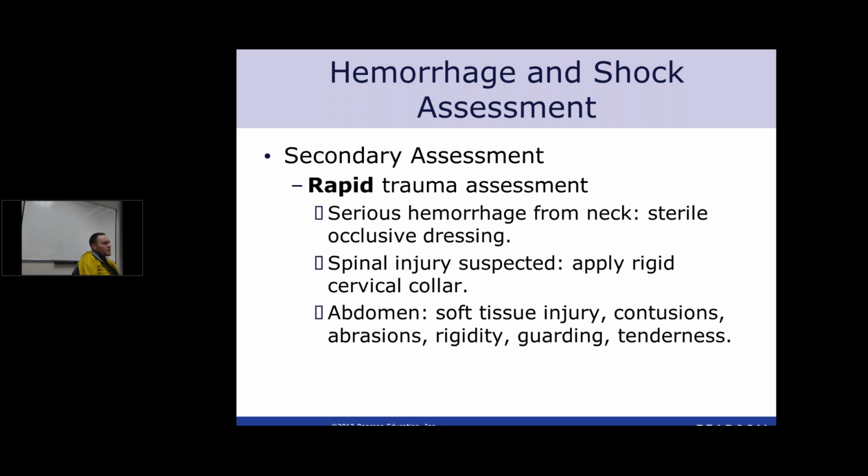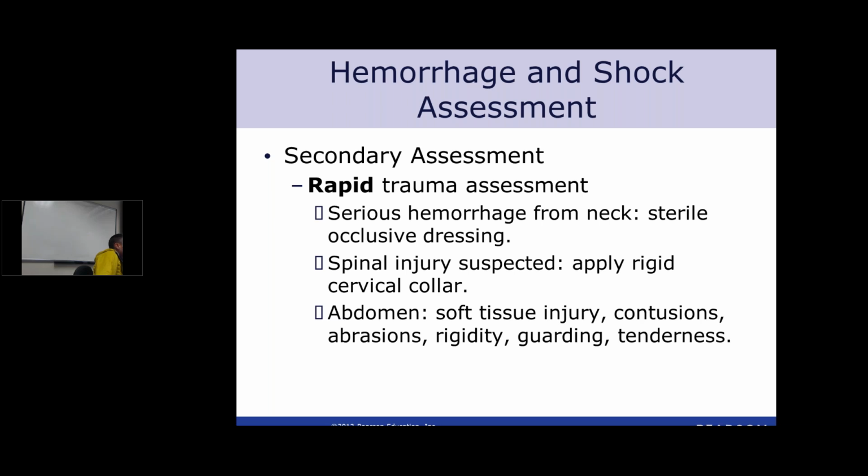You always suspect spinal injury in any significant trauma. And then, as you're examining the abdomen, you're looking at signs of bruising that can indicate internal bleeding. So does anybody know what ecchymosis around the umbilicus is called? It's called a Cullen's sign, and it is a sign of intestinal bleeding, internal bleeding.